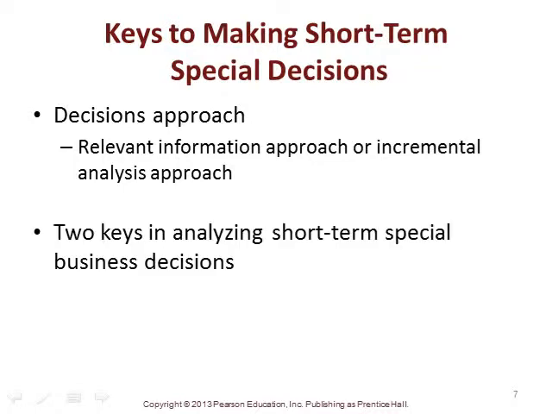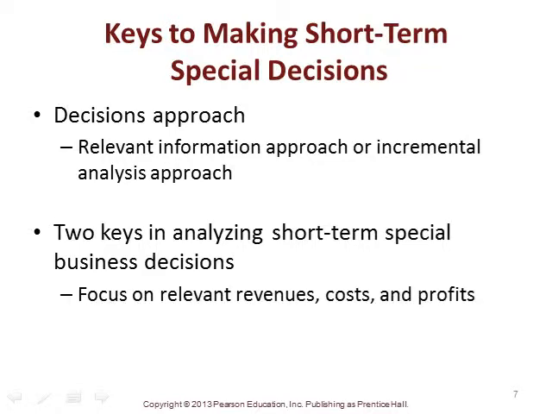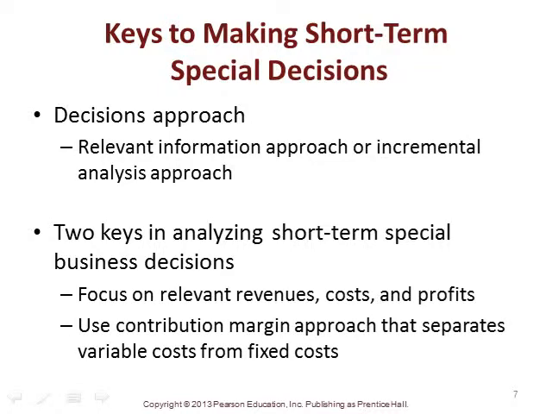And then we talked that there are two keys in analyzing short-term business decisions. One is the focus on relevant revenues, cost, and profit. And then with that, we use the contribution margin approach that separates variable costs from fixed costs. And we know that that's important from prior discussions because these costs behave differently.